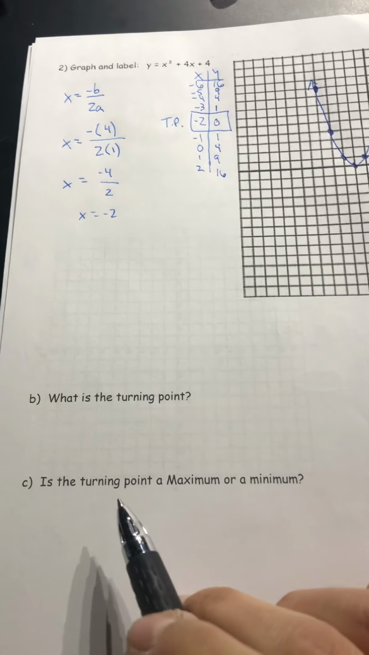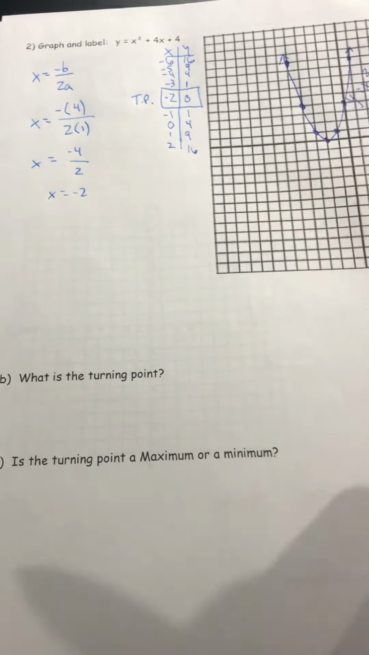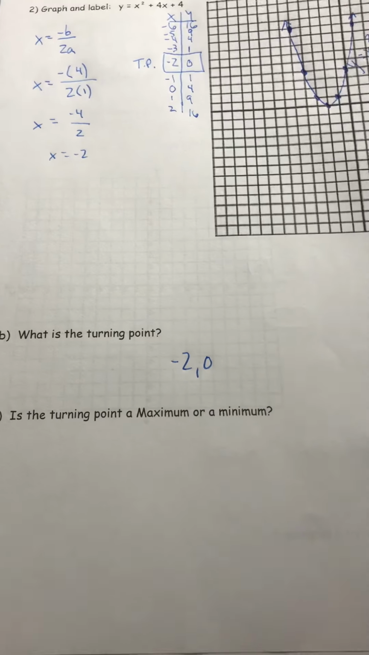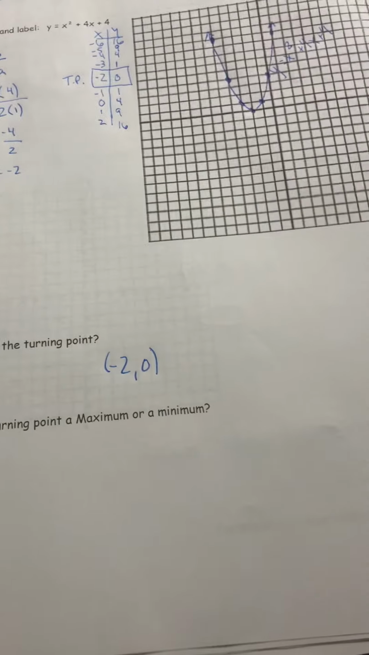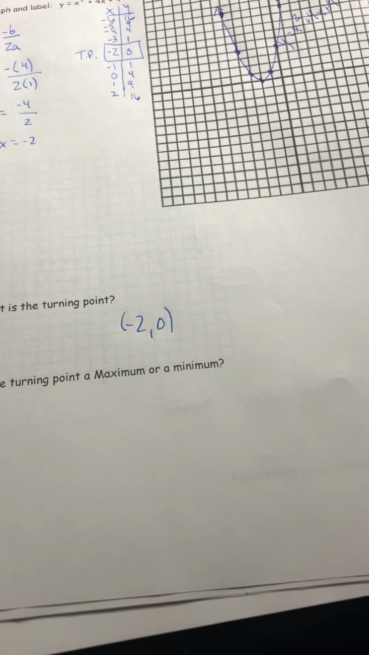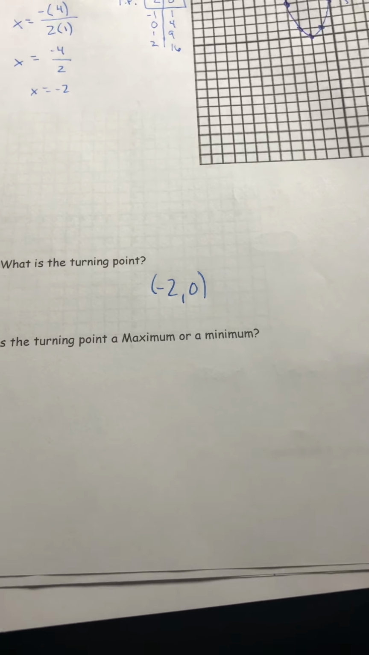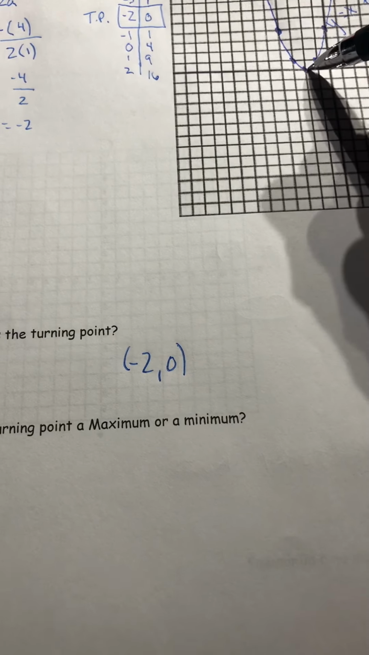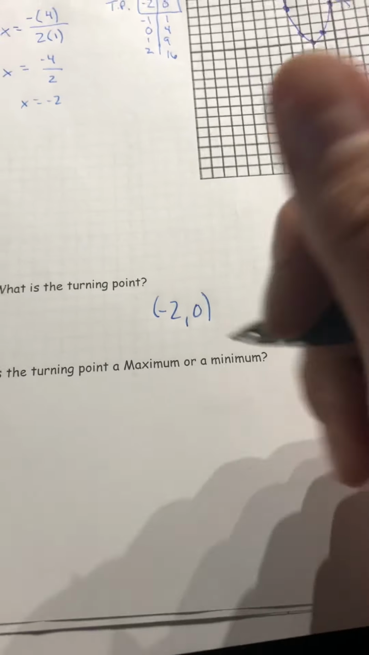Now we want to do our turning point. We just found that. Negative 2, 0. Now you can't write it like this. It must be in parentheses because it's a coordinate. Now, looking at this, it says, is this a maximum or a minimum? This right here would be a minimum, once again, because a value is positive and it goes no lower than this. So this is a minimum.